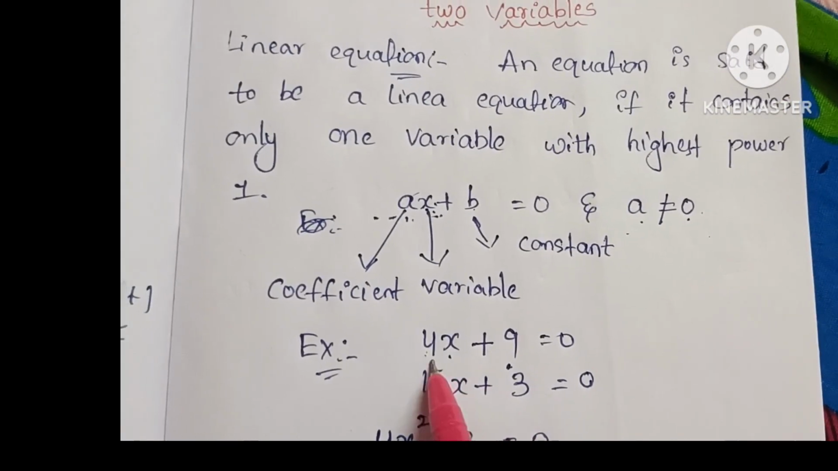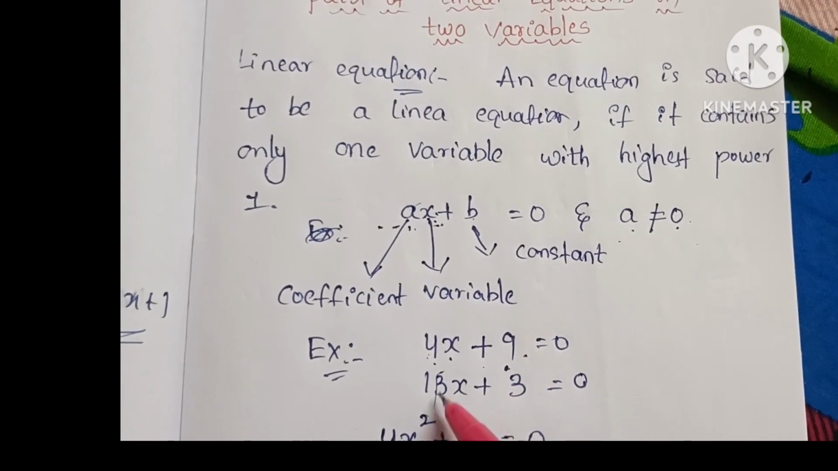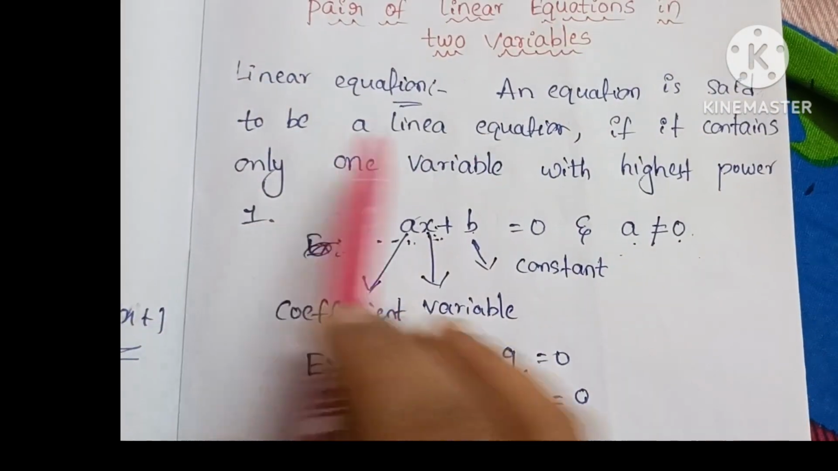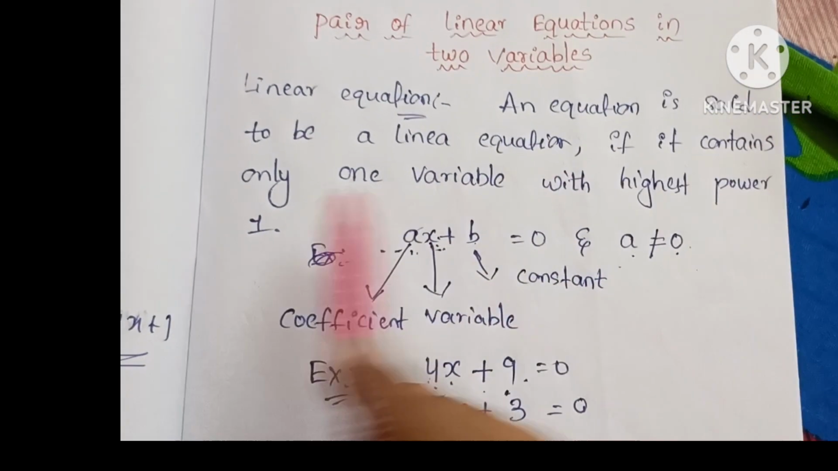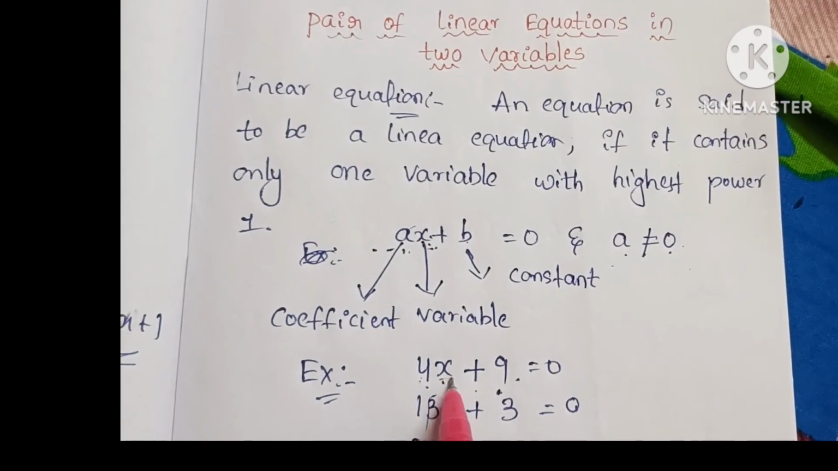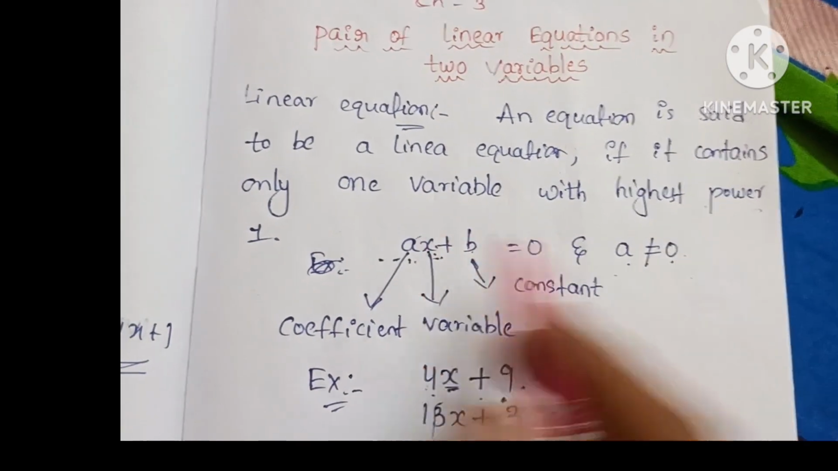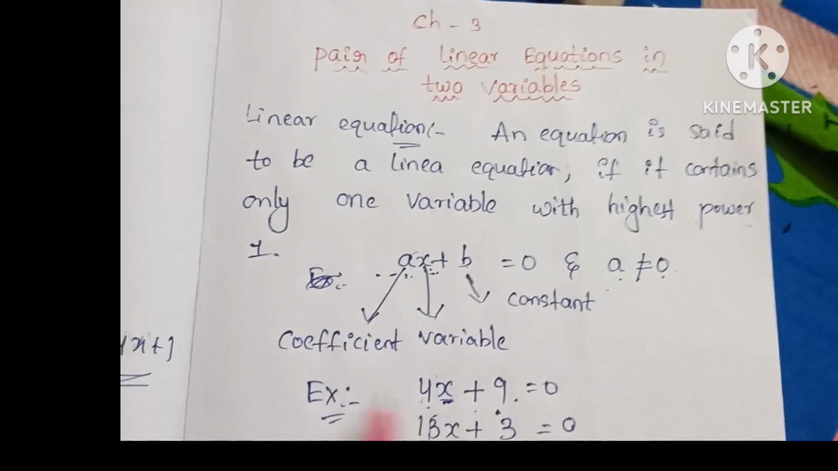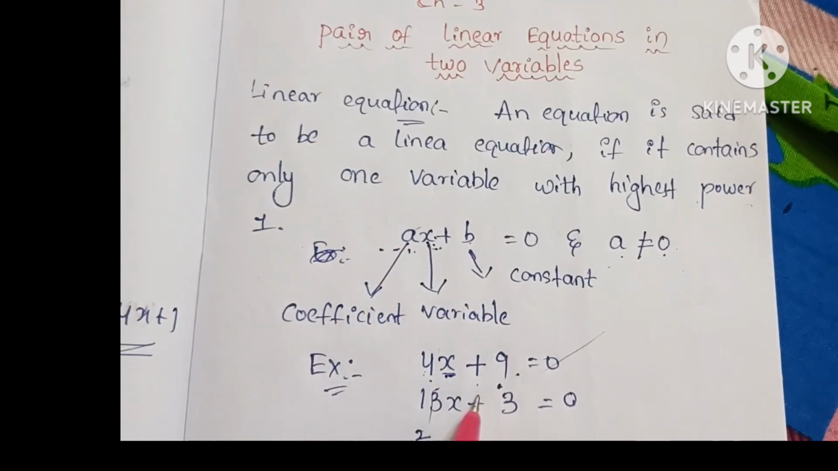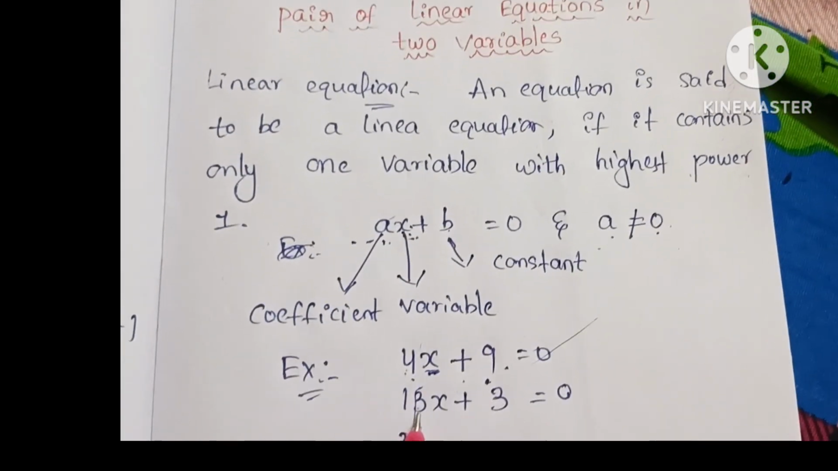See here, 4x plus 9. What is the definition? An equation is said to be a linear equation if it contains only one variable with highest power 1. Here the power is only 1, so this is called a linear equation.